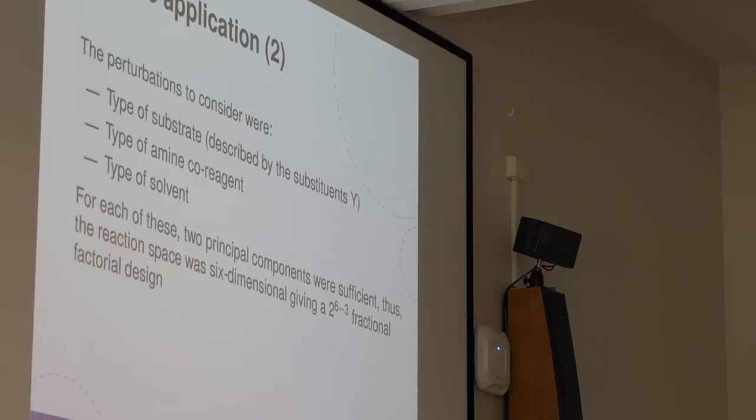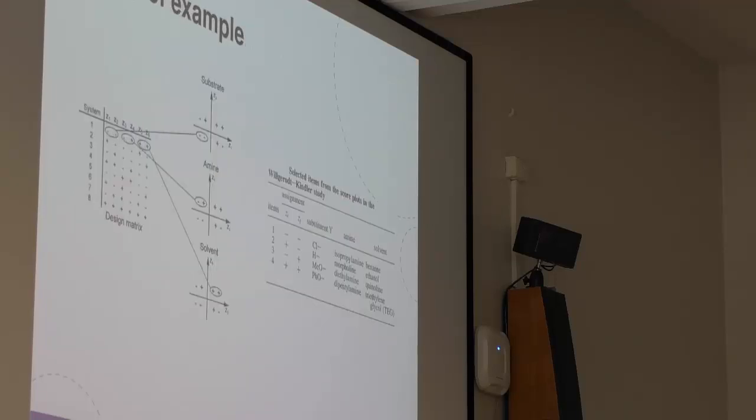Given a point in this six-dimensional space, we have enough information to tell somebody, go to the lab and do this. Because given a point in this space, we have an example substrate, an example amine, and an example solvent. Once we have that, we can look at the yield, for instance, get our response value, and fill in the design matrix.